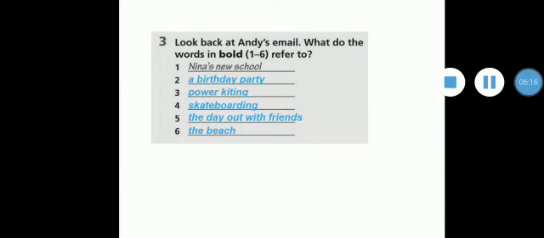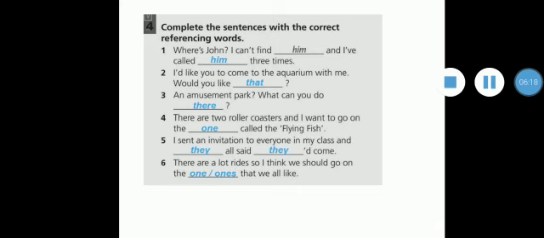Exercise number four, we have sentences about referencing words. We're going to put the suitable referencing word or pronoun. Number one, where is John? I can't find him and I've called him three times. So here they are talking about John. Number two, I'd like you to come to the aquarium with me. Would you like that? Which refers to coming to the aquarium. Number three, an amusement park. What can you do there? Number four, there are two roller coasters and I want to go on the one called the flying fish, and here are the rest of the items.